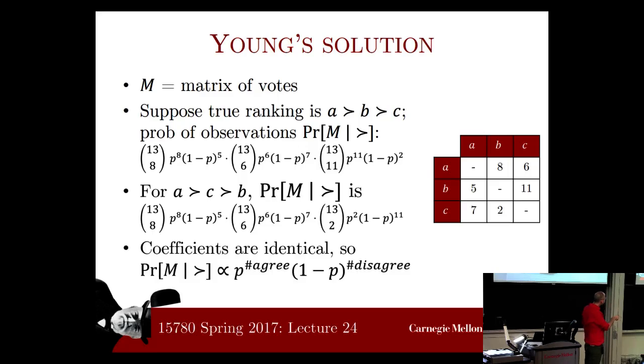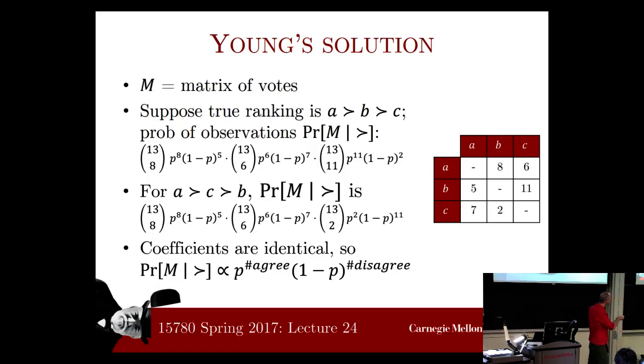But to summarize, the probability we're interested in, the probability of observing these votes, these pairwise comparisons, given a certain ranking as the ground truth, is proportional, because the binomial coefficients are the same, to p to the number of agreements of the pairwise comparisons with the ground truth, times 1 minus p to the number of disagreements of these pairwise comparisons with the ground truth. For example, here, how many people agree with the ground truth? All of the people who rank A above B, these 8. All of the people who rank A above C, these 6. And all of the people who rank B above C, which is 11. So the number of agreements is 8 plus 6 plus 11.